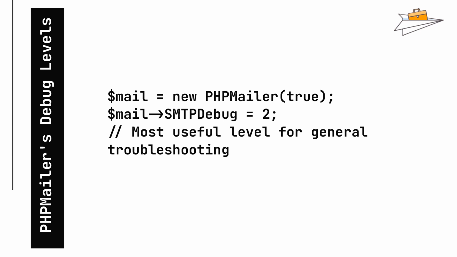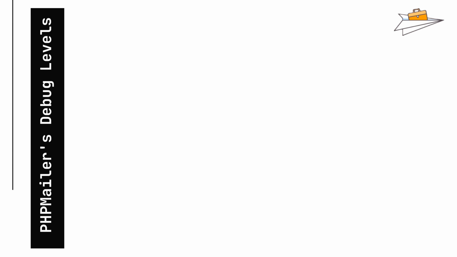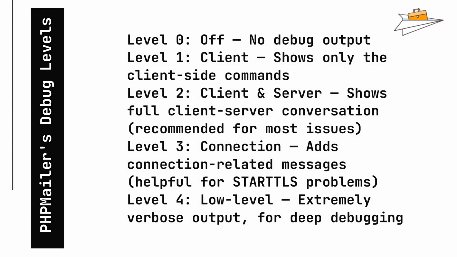The example is on your screens. Now let's see what each debug level means. Level 0, off. No debug output, default. Level 1, client. Shows only the client-side commands. Level 2, client and server. Shows full client-server conversation, recommended for most issues.